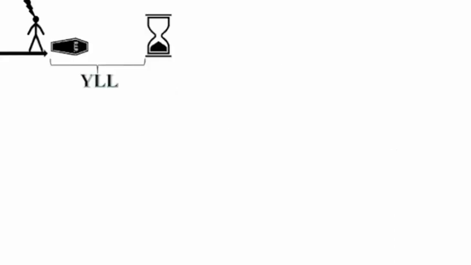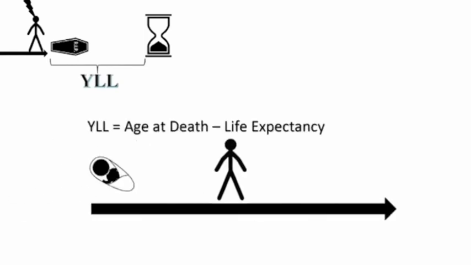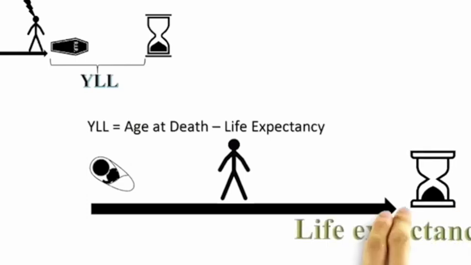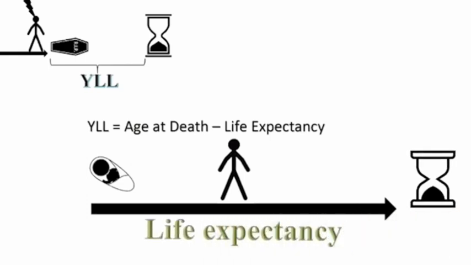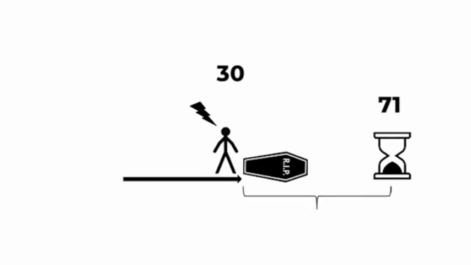Years of life lost due to premature death can be calculated by subtracting age of death from the possible life expectancy for that age. Life expectancy is the number of years a person can expect to live at any given age. This is provided by WHO. For example, if a man died from rabies at the age of 30, and life expectancy for 30-year-old men was 71, he would lose 41 years of his life due to rabies.